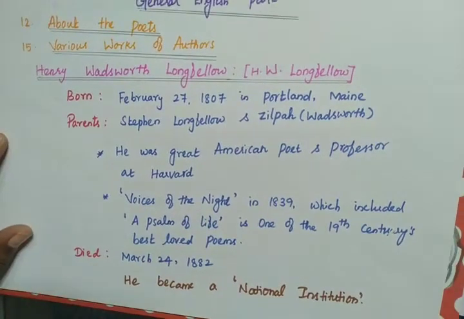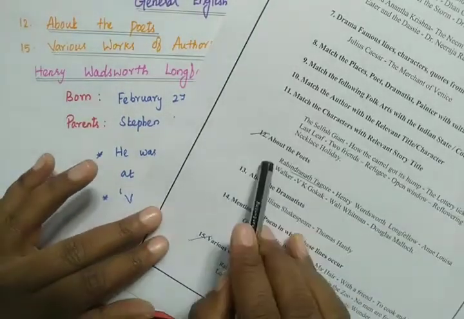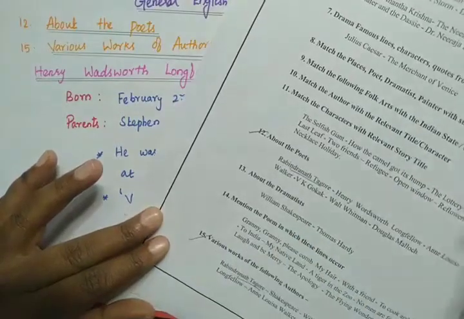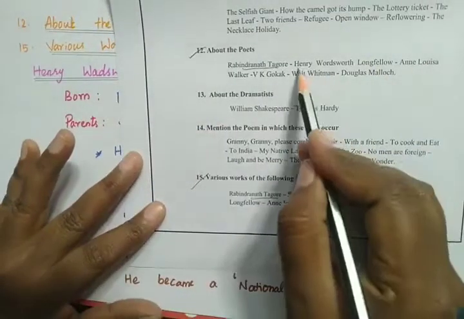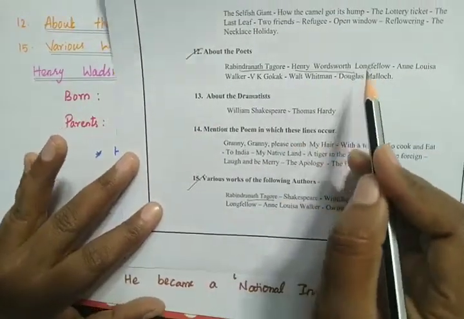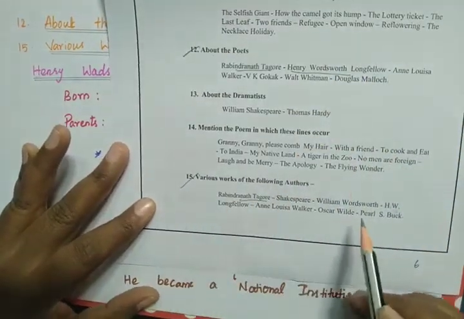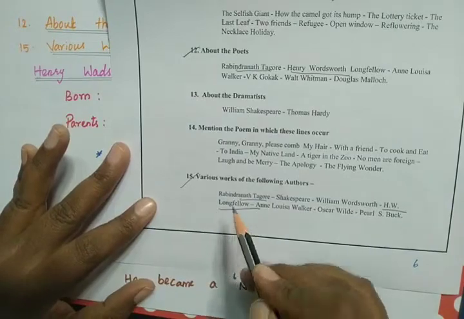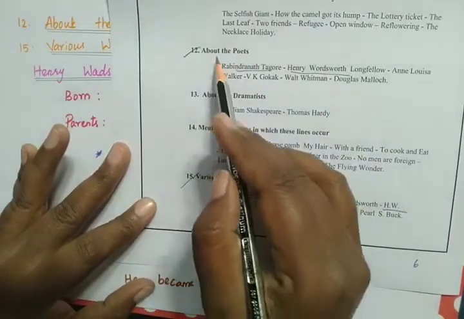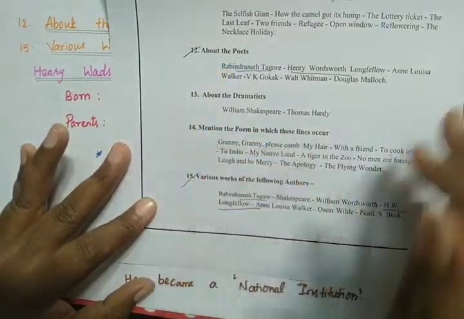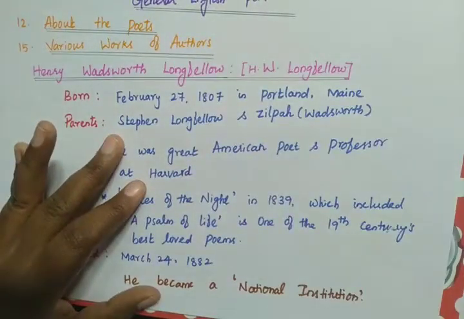Then in the same way, in the 12th, we have about the poet Henry Wadsworth Longfellow. Here we have Henry Wadsworth Longfellow. This is your syllabus, H.W. Longfellow. Likewise in the 15th we have H.W. Longfellow. So this is what we are going to see now about the poet, that is the 12th. Here we have the 15th, Henry Wadsworth Longfellow.